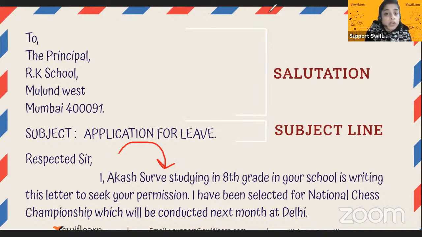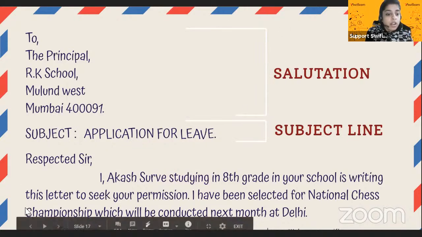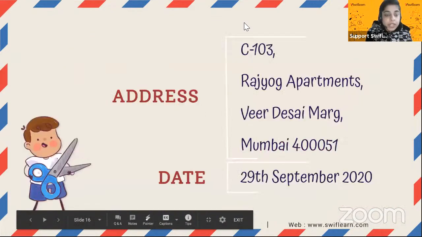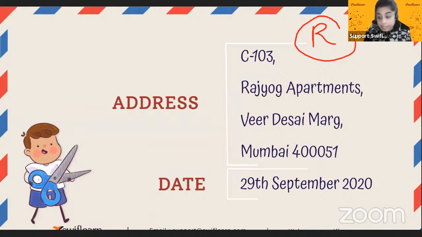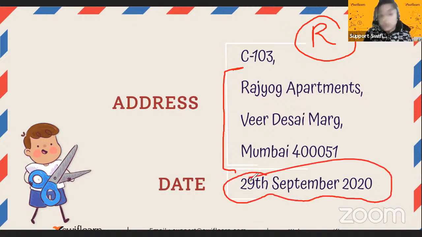Once again, I'm going to revise what we have learned so far. Let us move backwards and see. This is how you started the letter. On the right hand side, please keep this in your mind, write your own address where you live. Once you have written the address, write the complete date below the address. The complete date like this.